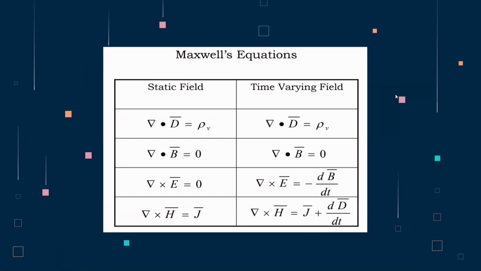In addition, the Maxwell equations can be written for the static field and the time-varying field. This equation is for Gauss' law. This equation is for Faraday's law, and this equation is for Ampere's circuital law.